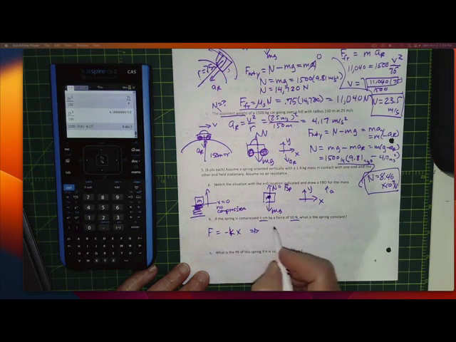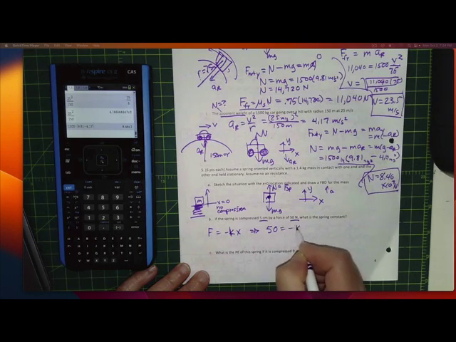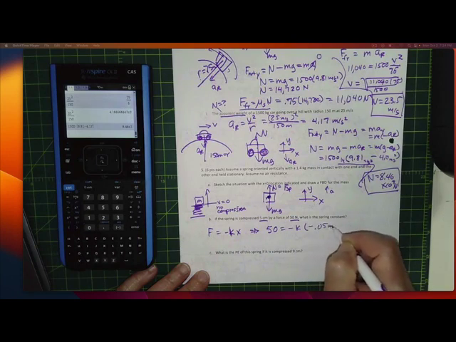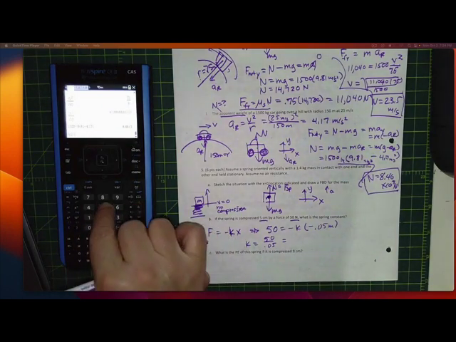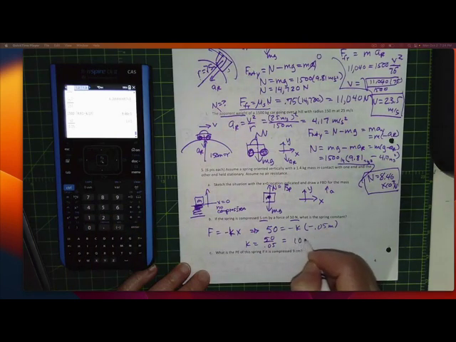The force is 50. The spring is pushing up, so it's positive 50. Then we've got negative k, and the spring is compressed down, right? So x is negative 0.05 meters, just to get everything in the right units. And so k is 50 over 0.05, which is 1,000 newtons per meter.